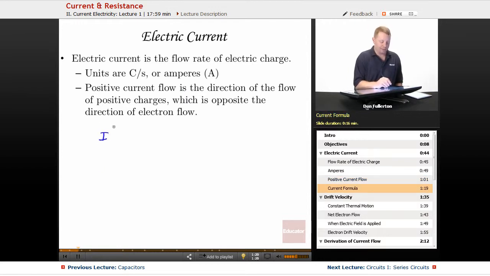Formally, current, capital I, is the amount of charge passing through a point at a given time, or dq dt, the time rate of change of charge.